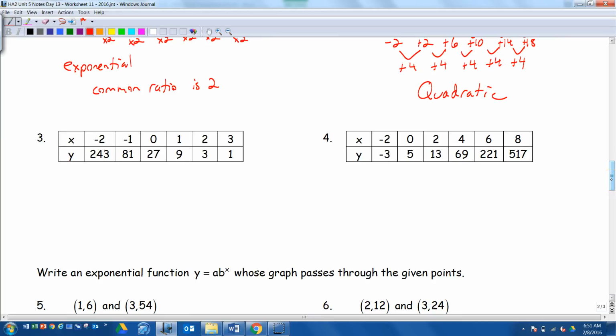We look at this and see that, it's hard to see here, but it looks like it's being divided by 3. Or you can think of that as being multiplied by 1/3. So times 1/3, times 1/3, times 1/3, times 1/3, times 1/3. So this again is exponential. And the common ratio is 1/3.